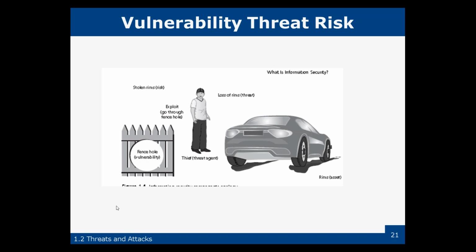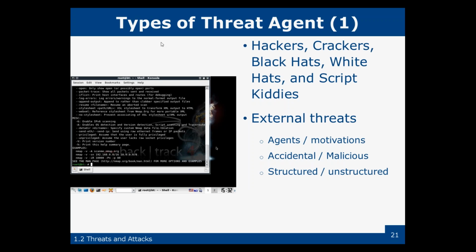I'm kind of a simpleton and I like pictures. So the risk here is stolen rims, stolen car, stolen whatever. The loss of the rims is the threat, and the exploit is to go through the hole in the fence, and the hole in the fence is the vulnerability. And the thief here is the threat agent, and the rims are the asset. All the things that we've talked about, but maybe in simpler terms.